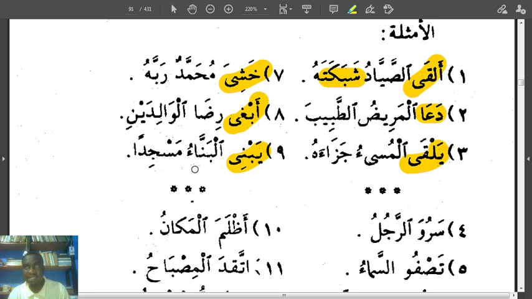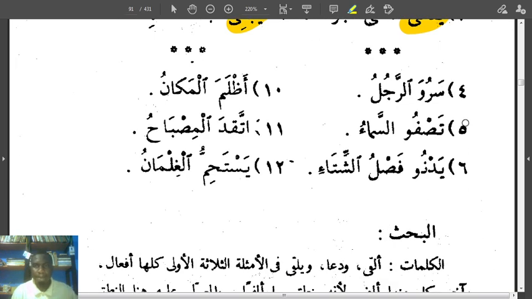He is the fa'il, he is the doer. Masjidan will be maf'ulun bihi, mansubun. Maf'ulun bihi is mansub, but the fi'l mudari is marfu'. Al-banna'u is marfu' because it's fa'il. Masjidan is maf'ulun bihi, the object in the sentence, so it comes mansub.